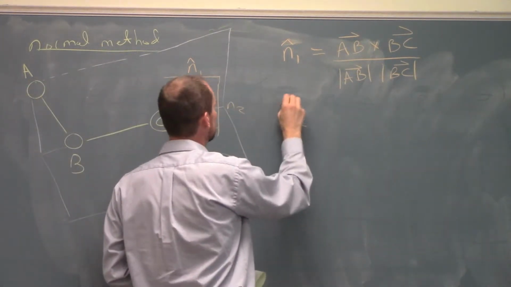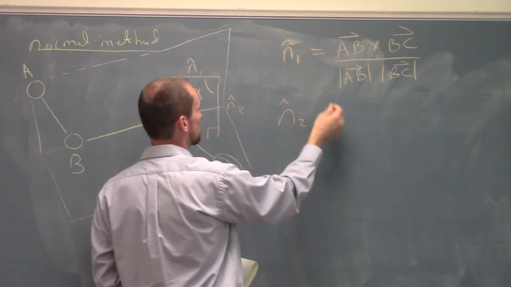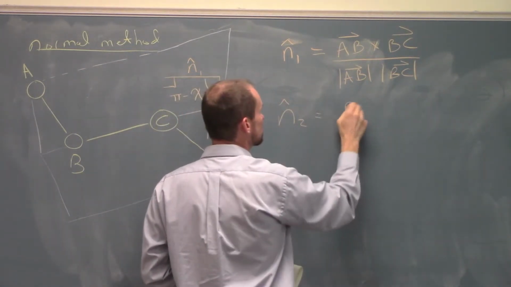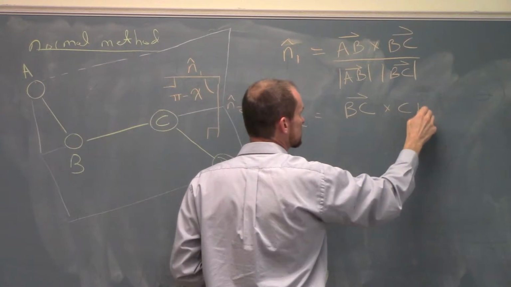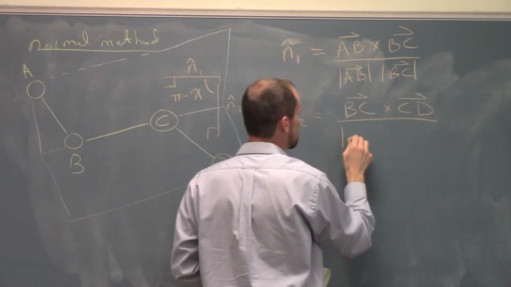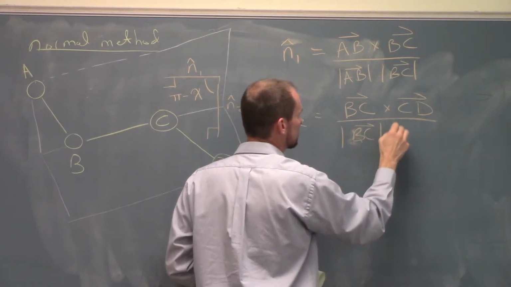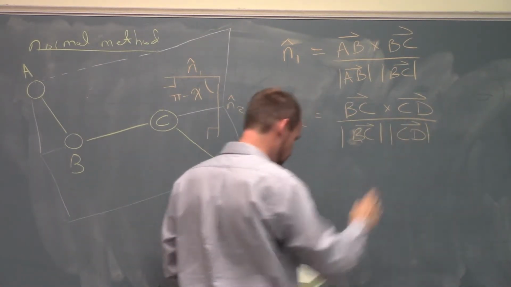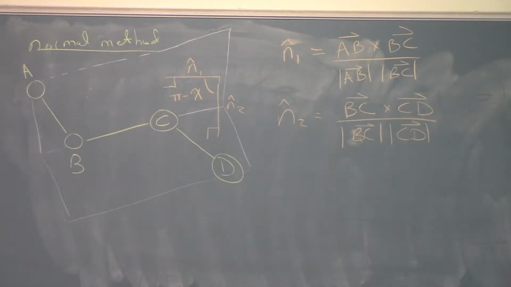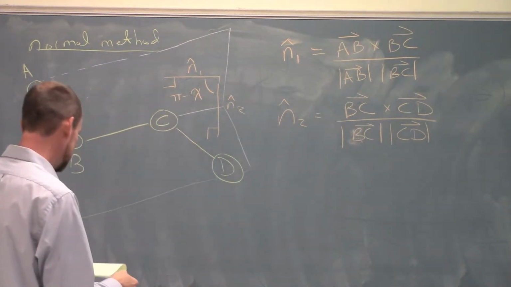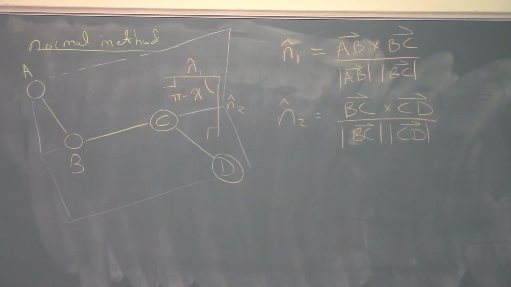Normal 2 would be very similar: we would take BC cross CD, and divide by the magnitudes of BC and CD. Does everybody know the cross product? Should I go through a definition of a cross product? Anybody need a cross product definition? Okay, we can check Wikipedia if you need, I guess. Let's see, everybody's doing right-hand rules. What do we see about the signs? Are we good or are we not good?